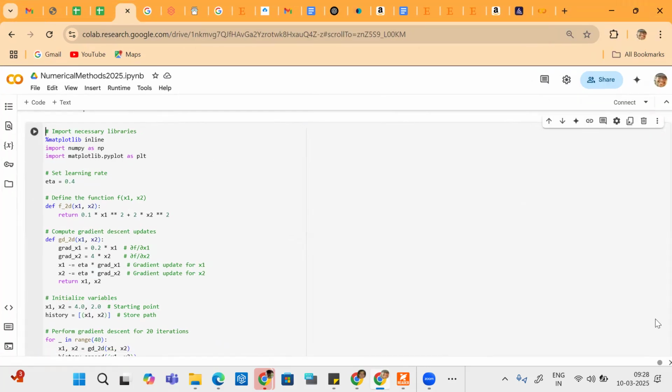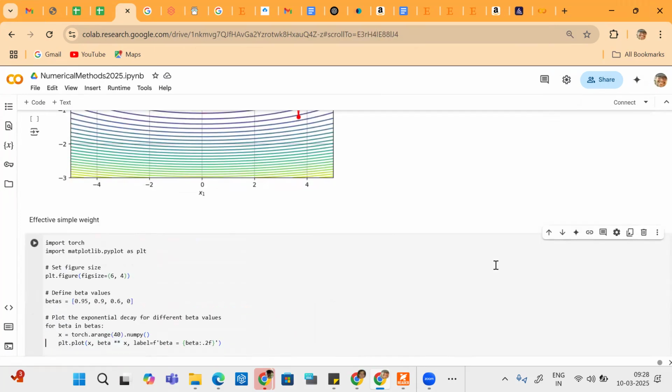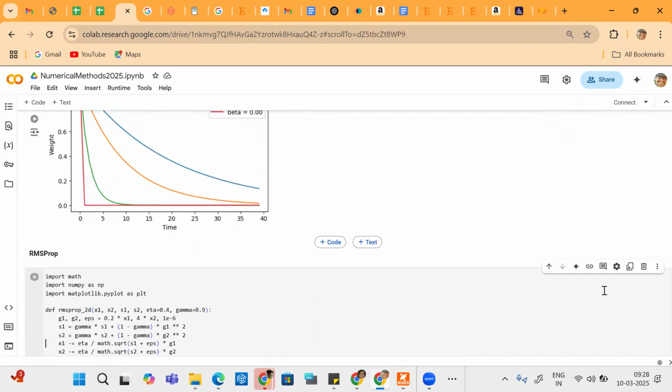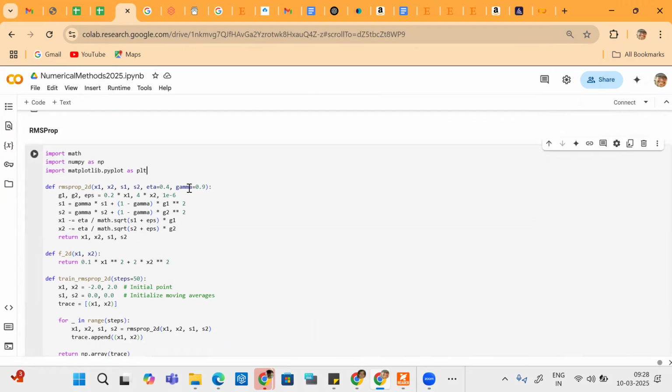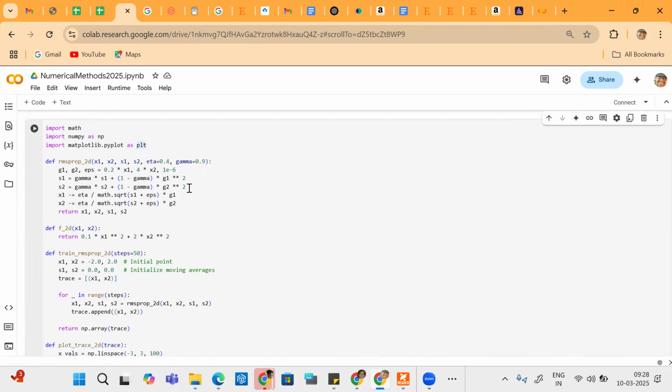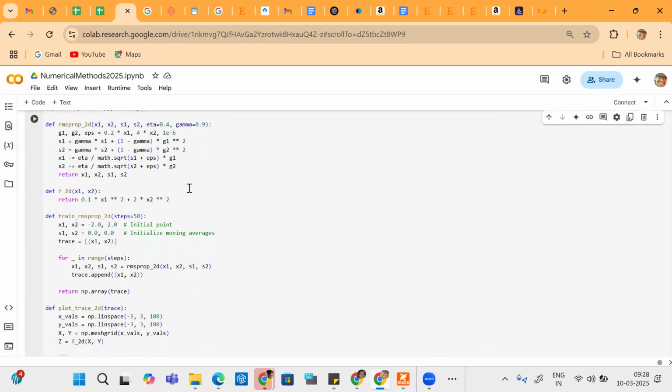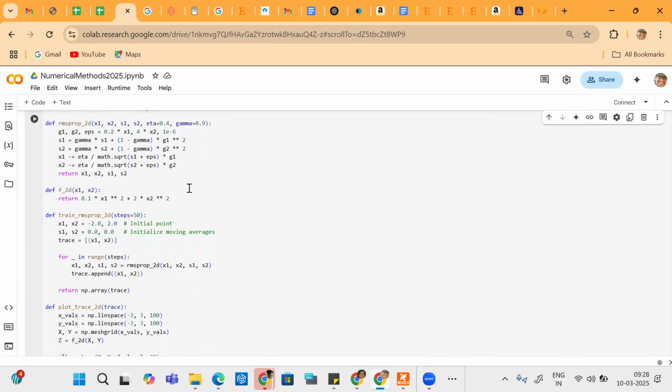So I discussed this last class, right? So you can see this RMSProp algorithm. Okay. What is my optimization cost function? Yeah, it is the same function we had taken last class. This was not working with gradient descent.